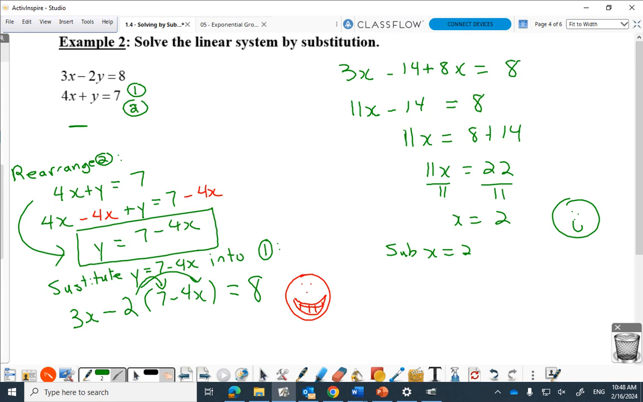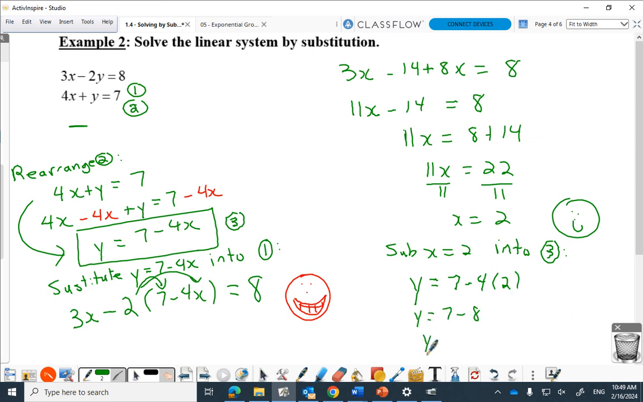Sub x equals 2 into, now you can do what you want here, folks. I give this one another number. I call this equation 3. That's what I do. That helps me think it all through. And then I say, I'm going to sub that into equation 3. My 3 is a little nuts there, isn't it? y equals 7 minus 4 times 2. Now I've got the y.